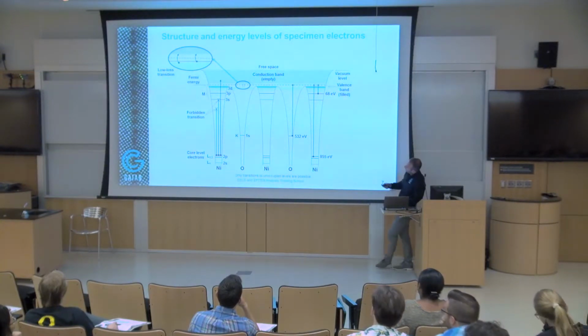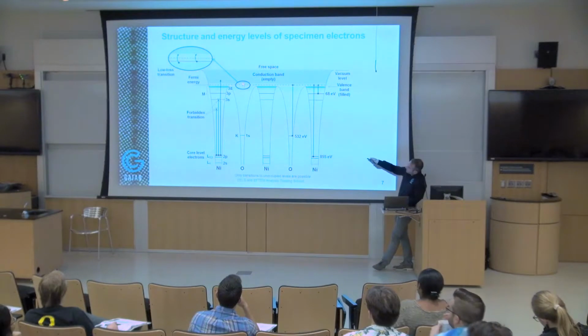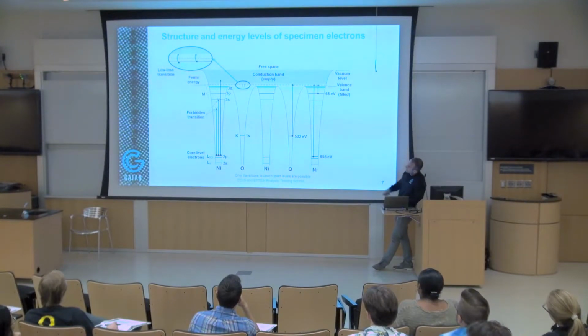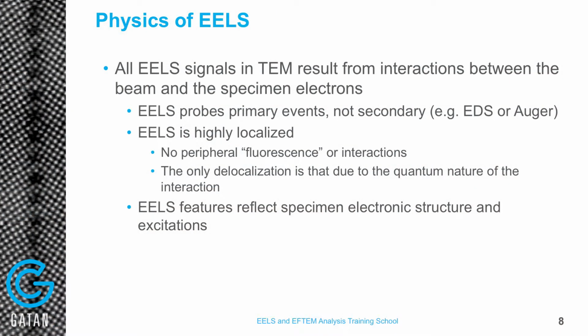The other important thing is that electrons can start from the valence band and go into the conduction band. This forms what we call interband transitions, which are widely used in the study of carbon-based materials. I think I have one example that shows that. So this is a little bit in general about EELS.